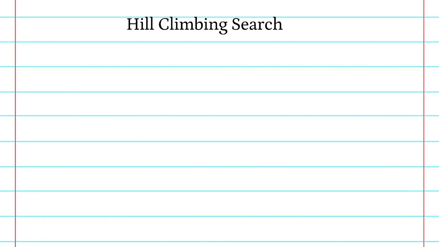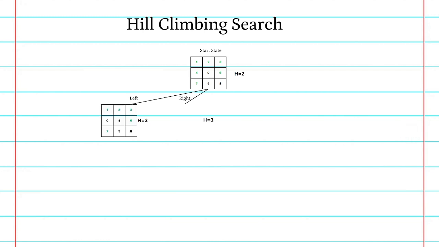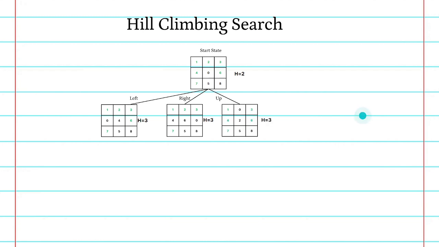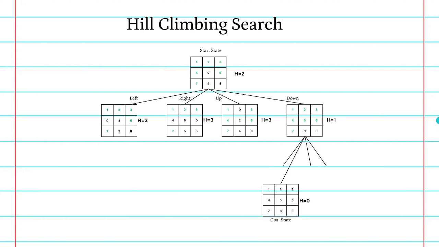Moving on to the runtime of the hill climbing search algorithm. We start with the start state, which has a heuristic value of h equal to 2. Next, we check left, then right, then up, and then down. The least Manhattan distance is in the down move. Since hill climbing is a greedy approach, we choose h equal to 1, which is the down move. Now, from this state with h equal to 1, we get the goal state, and that is a solution.